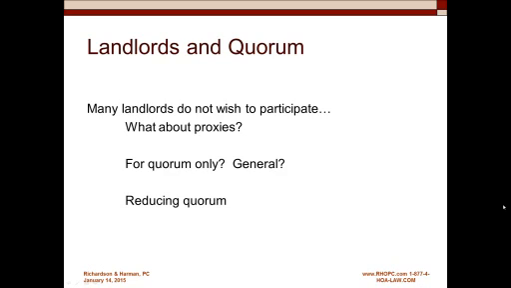Another interesting issue is... I'm sorry, let me see if my screen went blank here. I'm sorry about this. Let me see if I can get it back online for you.